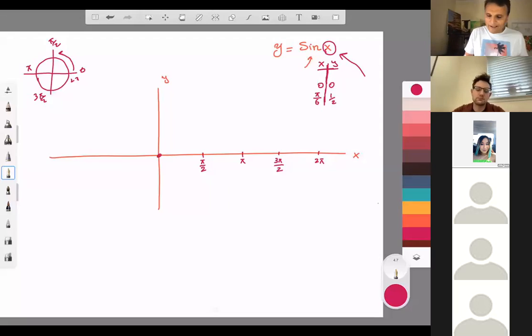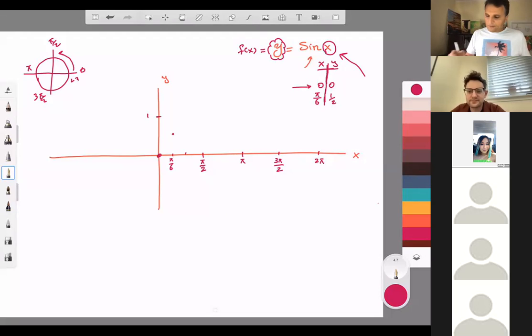What is the value of y or f of x? Good. If it's 0, we get 0 here. If it's pi over 6, for example, this is pi over 6, then we have 1/2. If this is 1, then we have 1/2 somewhere here.